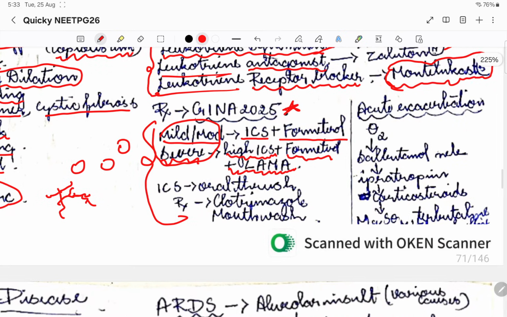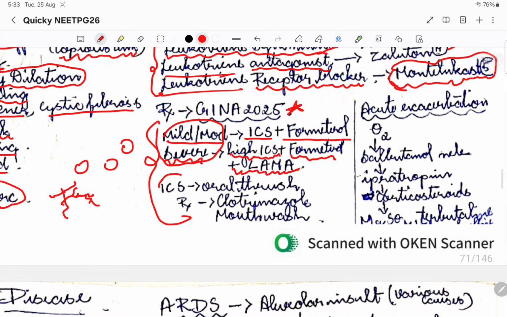Then one more thing, with the long-term use of inhaled corticosteroid, oral thrush might happen, the candidiasis growth might happen. So this is where we will use clotrimazole mouthwash, okay. Clotrimazole mouthwash can be given. This is an extra edge point, very important, okay. So this is how we treat asthma, okay.